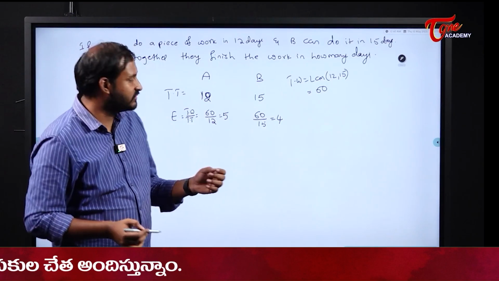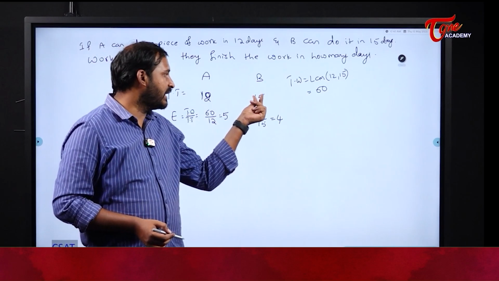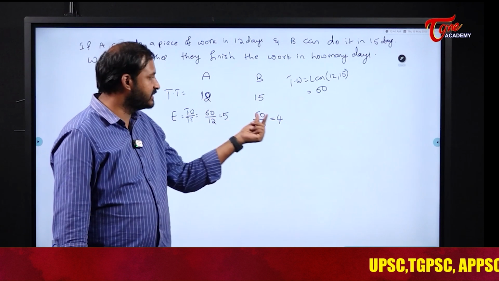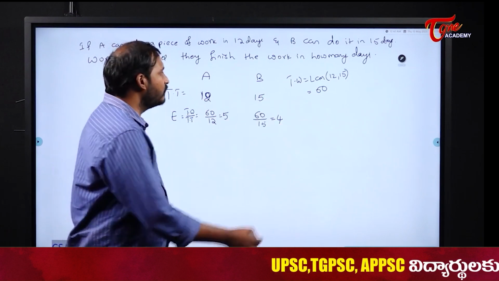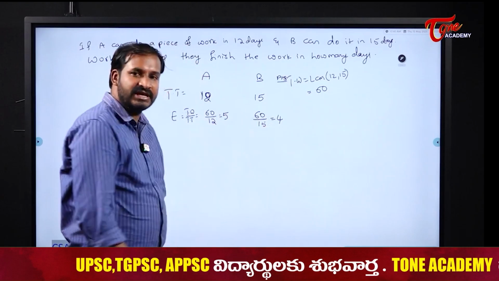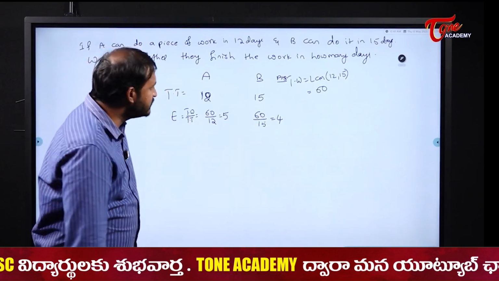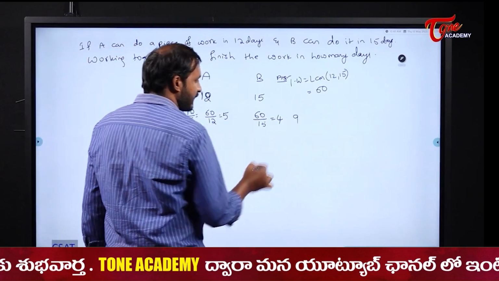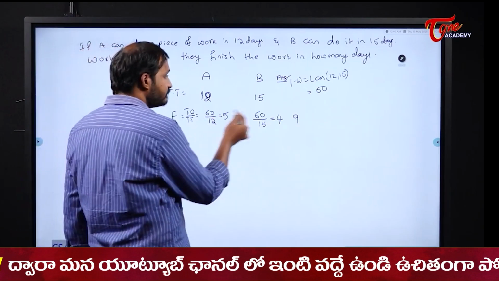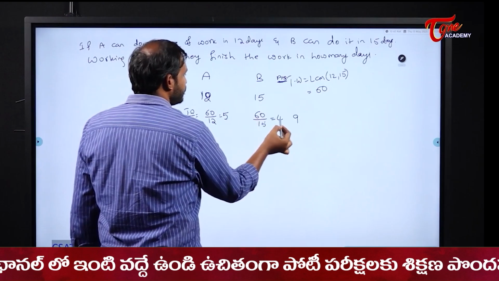Please observe here, students, one more thing. A's time taken is 12 days and his efficiency is 5. B's time taken is 15 and his efficiency is 4. His efficiency is more, that is the reason he is taking less time. His efficiency is less, he is taking more time. Now they are asking us A and B together can do the work in how many days? What is the combined efficiency of A and B? A's efficiency is 5 and B's efficiency is 4. 5 plus 4 becomes 9.